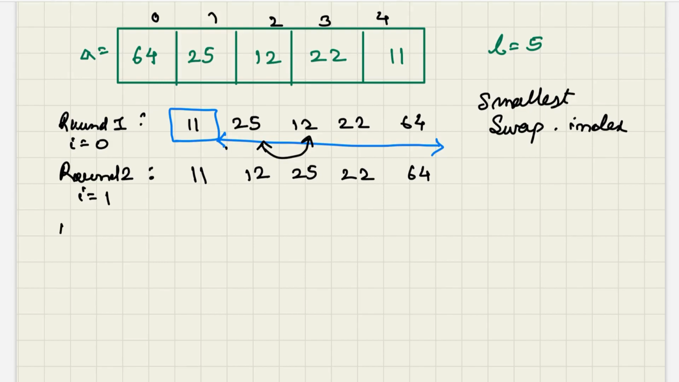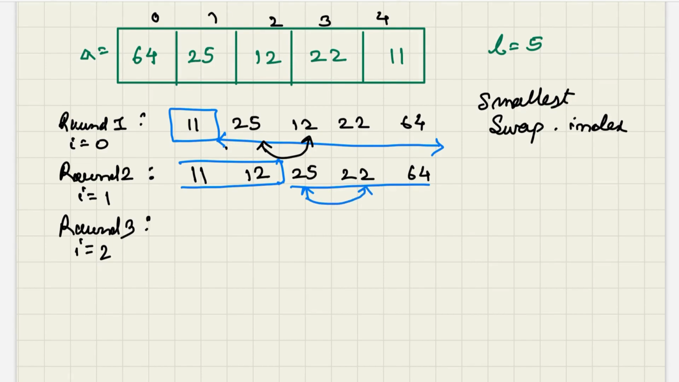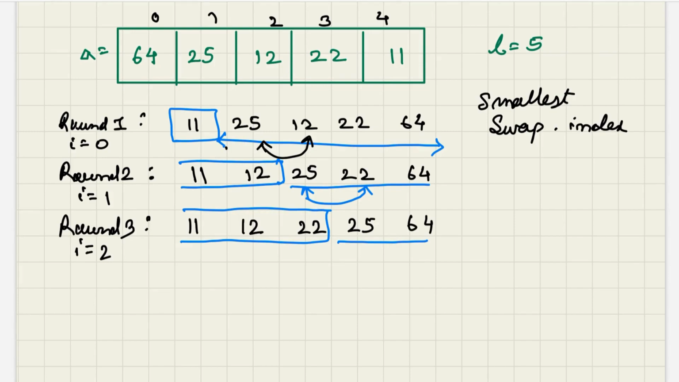Now let's say in round 3, i equal to 2. What will happen? These two are sorted. Now I need to concentrate on this part. If you see, 25 is my minimum index. I have to compare 25 with the rest. Now I see 22 is the minimum, so I should swap 22 with 25. So I have 11, 12, 22, 25 and 64. Round 3 is complete, in which I have my sorted array till this much. Now I need to concentrate on 25 and 64 in my next round.